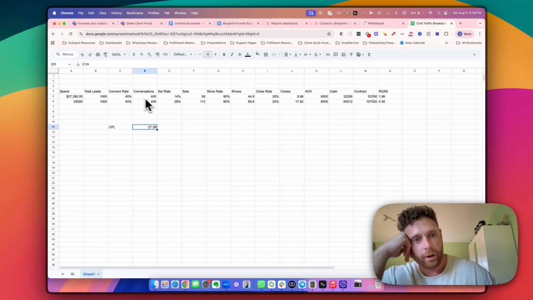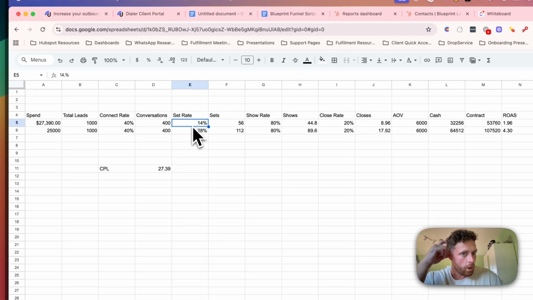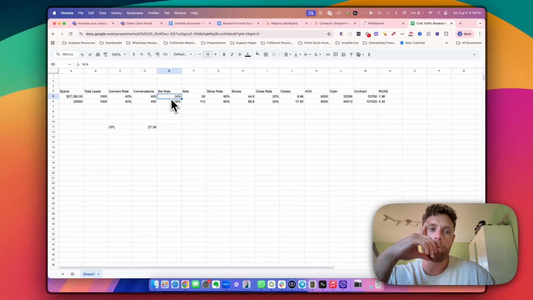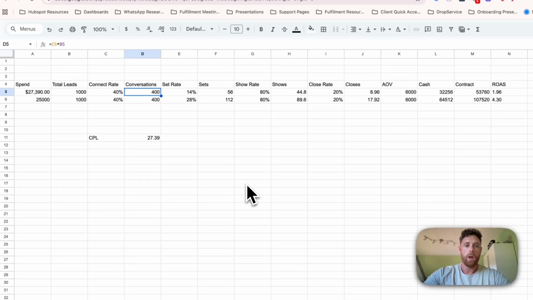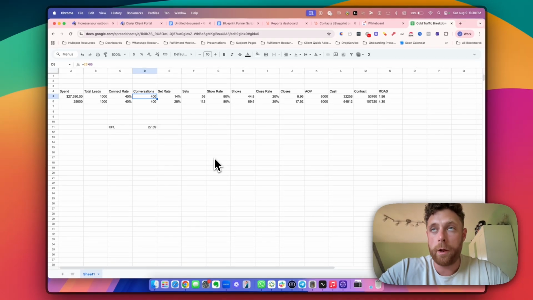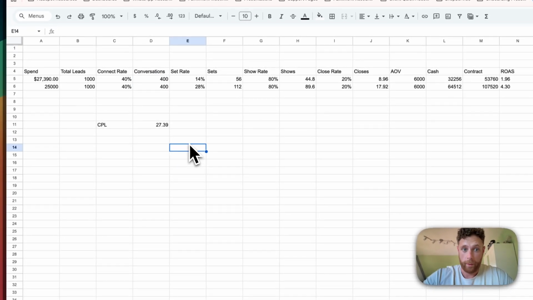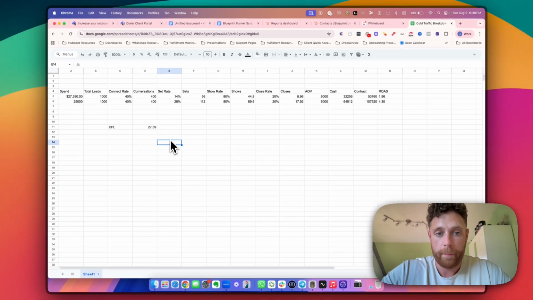Now, in our conversations, we have the set rate, 14%. Well, 14% of people are qualified based on these 400 people. And there's really two or three reasons why that number could be lower than it should be, and we could increase it, okay? Because that may be the easiest number out of all of these to actually increase. So if we want to increase set rate, we need to either just set more appointments, right? Just get more people to actually book. But quality and the close rate will probably drop because of that.